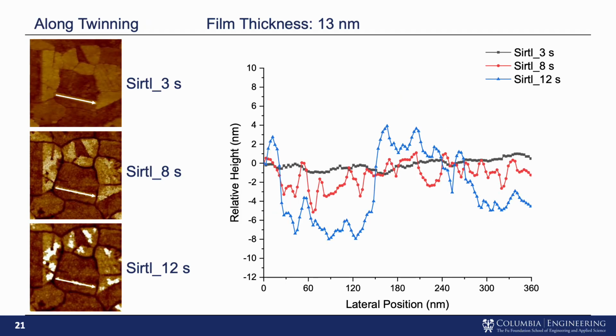In this slide, I look at the surface evolution along the twinning line within the same tracked region. As the etching time increases, the profile becomes progressively rougher. The fluctuation becomes larger and more frequent, especially by 12 seconds. A plausible explanation is that the twin-related region is not chemically or structurally uniform at the nanoscale.